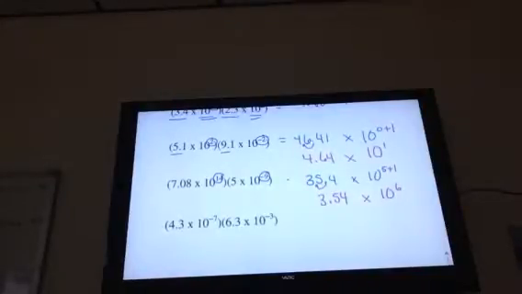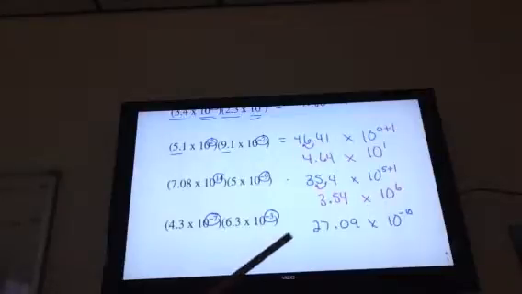My last one here, 4.3 times 6.3, and I get 27.09 times 10 to the negative 10th power, negative 7 plus negative 3. Adding the two exponents together.